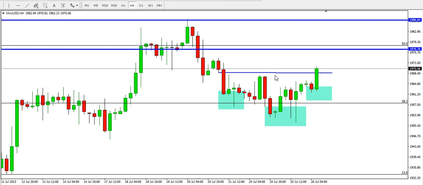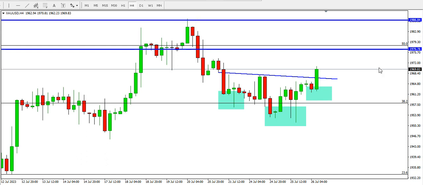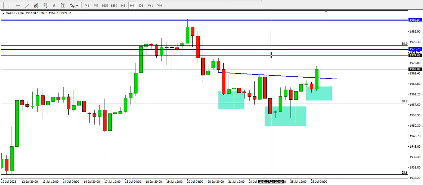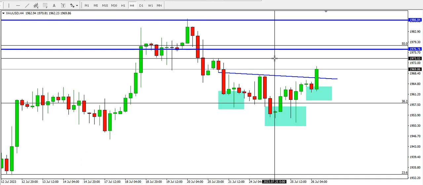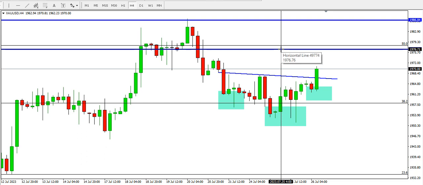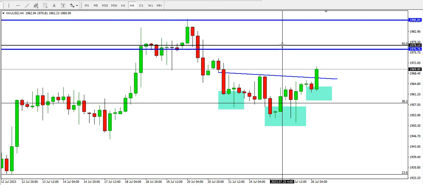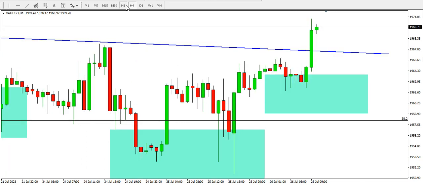Price has broken the neckline, and price is shooting up. Okay, price of gold is shooting up for now. So price might likely target 1986 for now, but the first point of call should first be 1973. I should get to 1973 and 1976. Then you can see 1978, then 1986. So that's that for the 4-hour time frame.